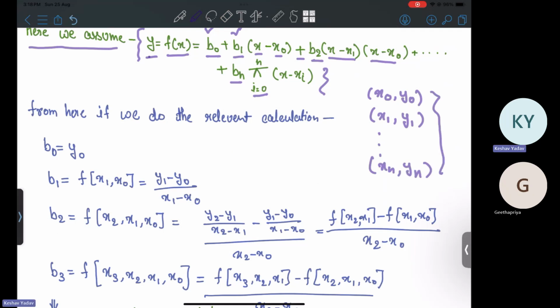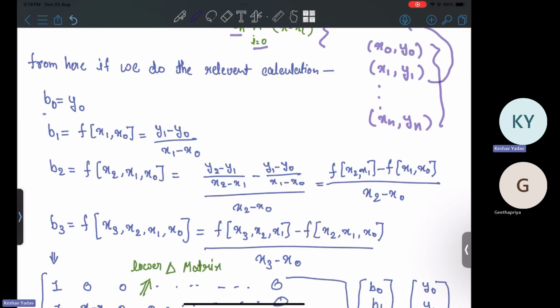This we have. Simply we will put this in equation one by one and get the values b naught, b1 like that. If you do that, what value will we get? We will get b naught equal to y naught simply. And what will we get for b1? b1 will come as this.